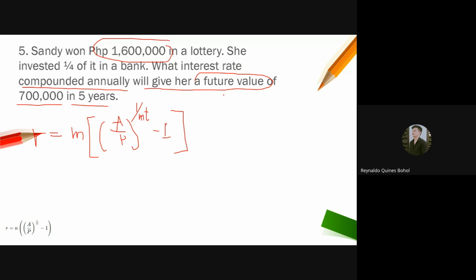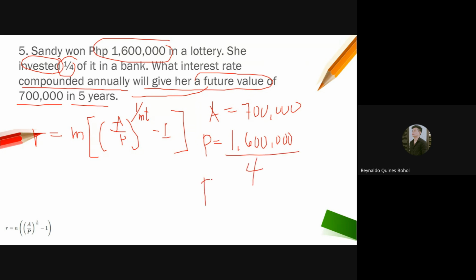Okay, time, solve natin. May future value na tayo dyan na sinabi. Future value is your A. So we have 700,000. Then meron na tayong 1,600,000 for principal kasi there's a word invested. 1,600,000 pero 1/4 lang yung in-invest niya. So i-divide natin yan sa 4. Your principal is 400,000. Then of course your time here is 5 years. Compounded annually. So your M is 1.